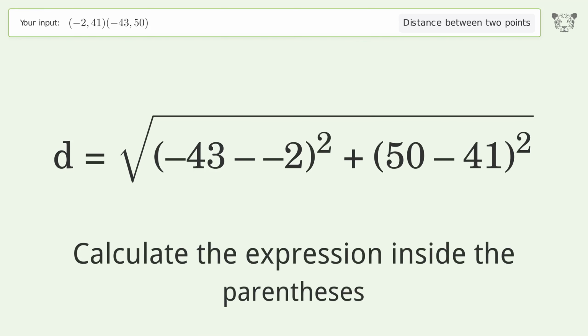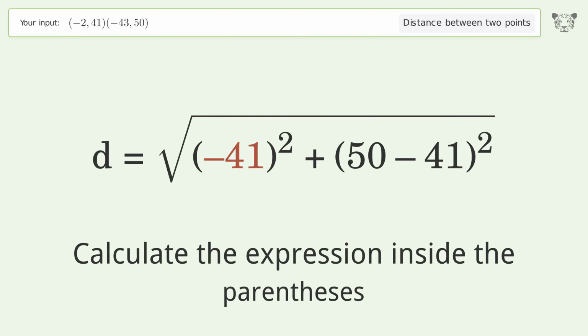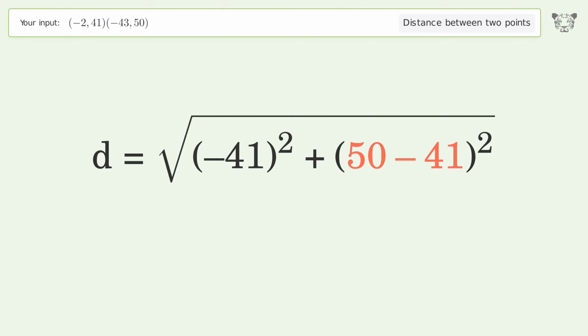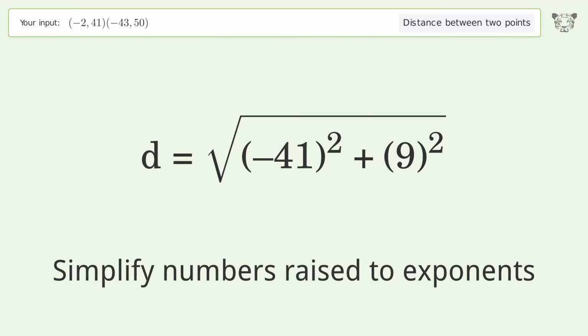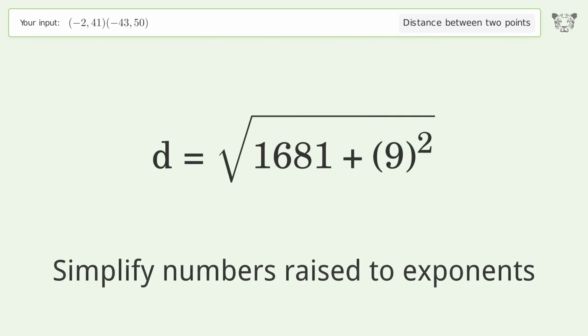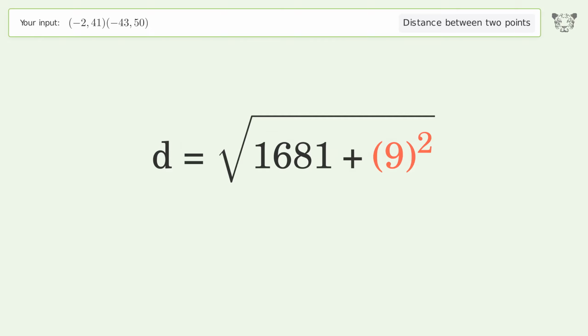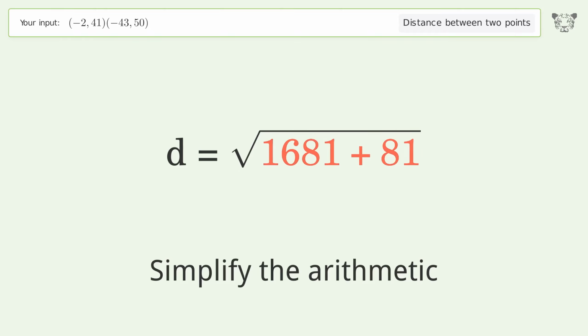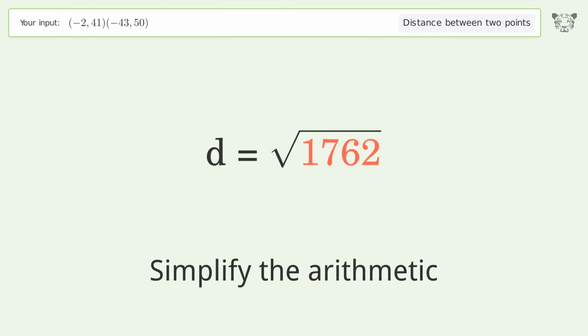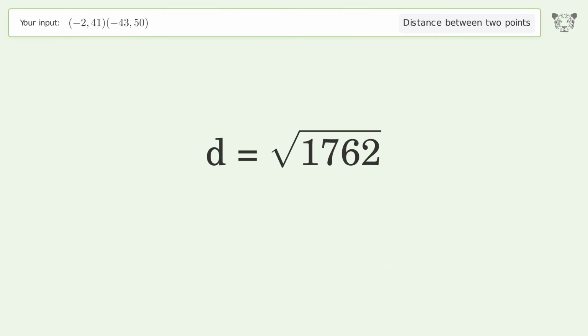Calculate the expression inside the parentheses. Simplify numbers raised to exponents. Simplify the arithmetic. And so the distance between the 2 points is the square root of 1762, or 41.976.